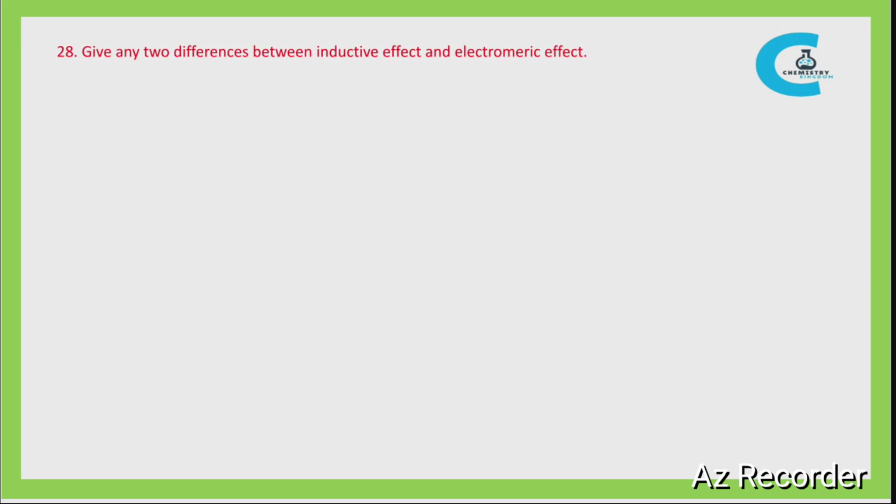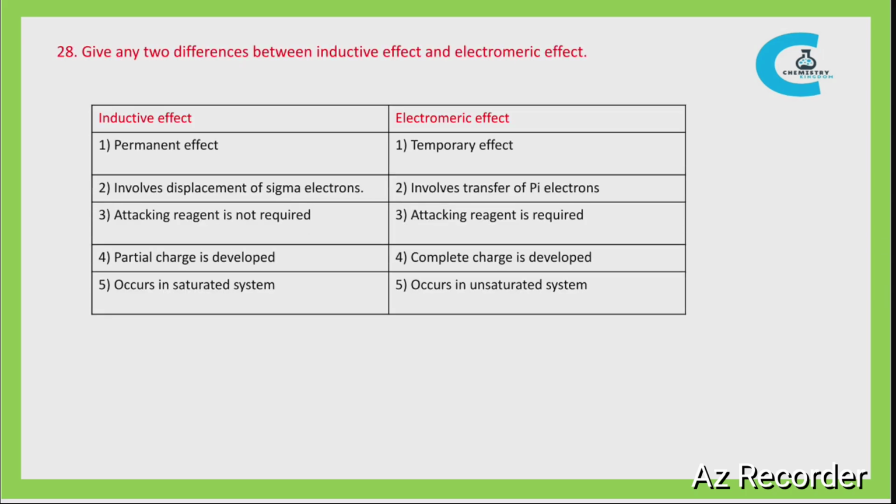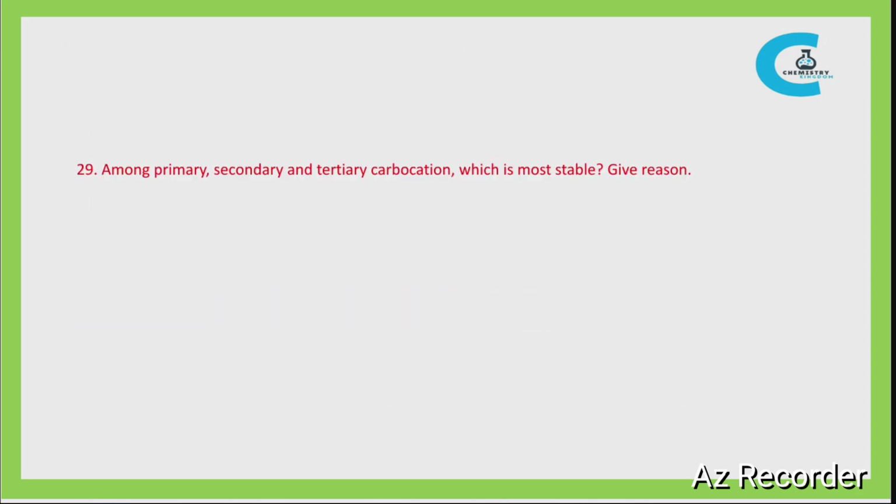Give any two differences between inductive effect and electromeric effect. Here I have written the difference. Inductive is a permanent effect. Electromeric is a temporary effect. Inductive involves displacement of sigma electrons; electromeric involves pi electrons. Attacking reagent is not required in inductive effect. Attacking reagent is compulsorily required in electromeric effect. Partial charge is developed in inductive; complete charge is developed in electromeric. Inductive occurs in saturated systems. Electromeric occurs in unsaturated systems. I hope you understood. Next one.